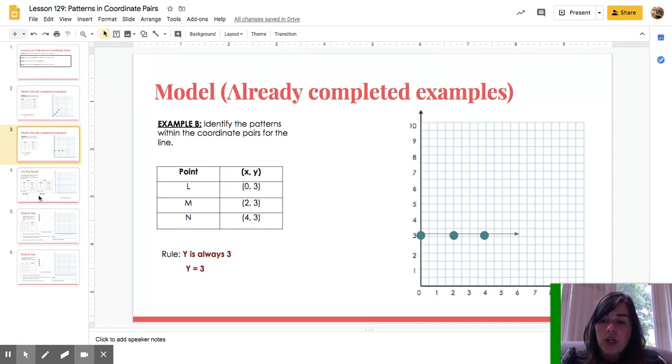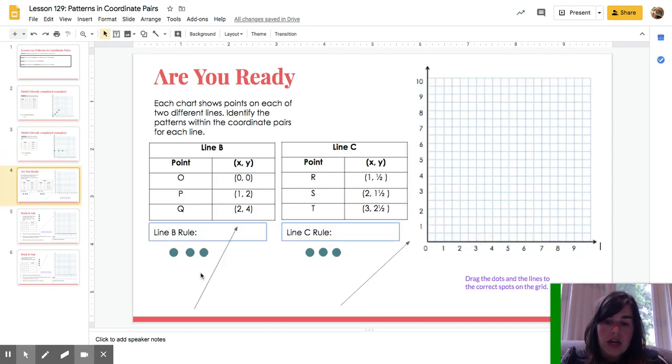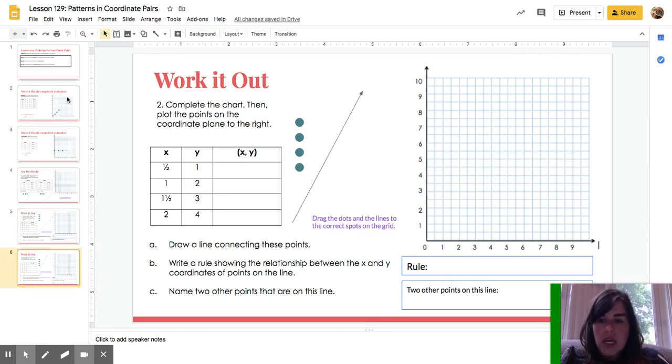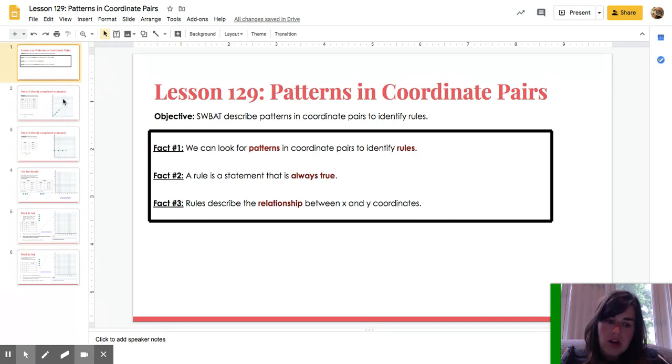So you are going to go ahead and try Are You Ready and work it out. If you notice, I put the dots down here for you to drag to the grids, and then I also have the lines here that you can drag on top. Make sure you fill in the rules for each one. And then same thing with work it out. You're going to do the dots, drag them to the grid, put the lines on top, and fill everything in as needed. And then there's an exit ticket online as well.